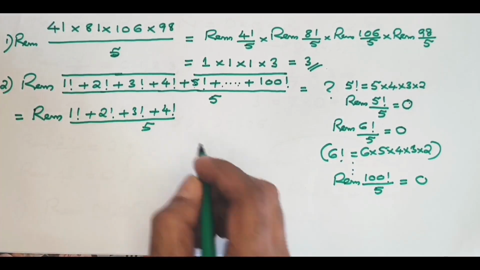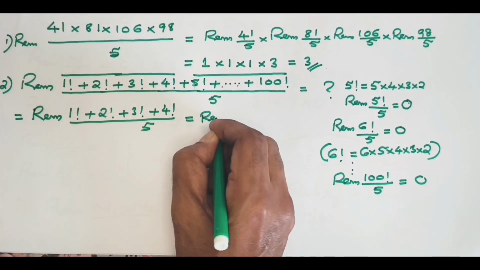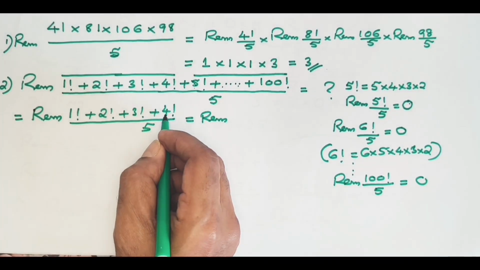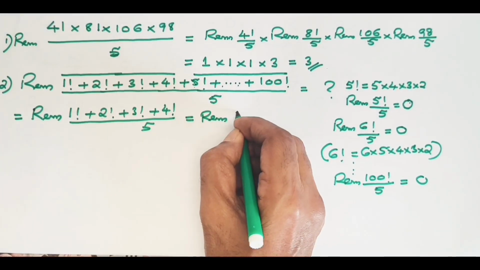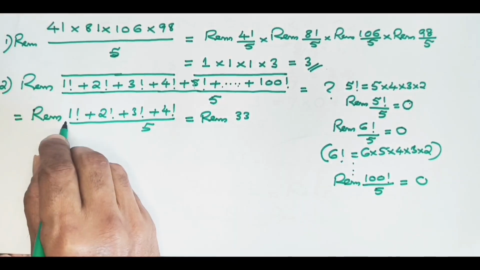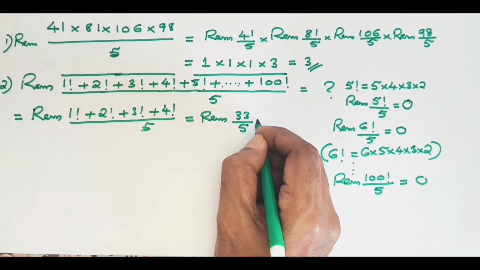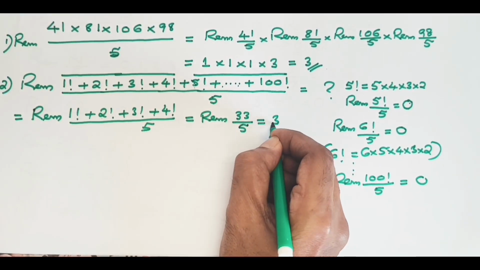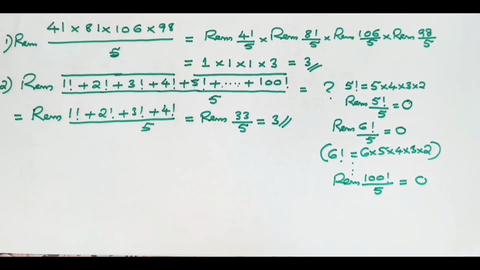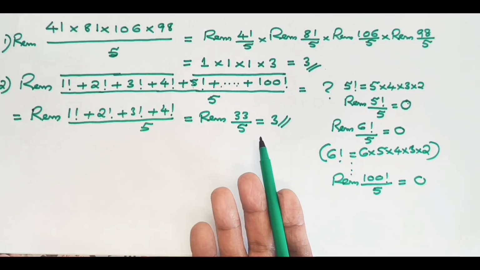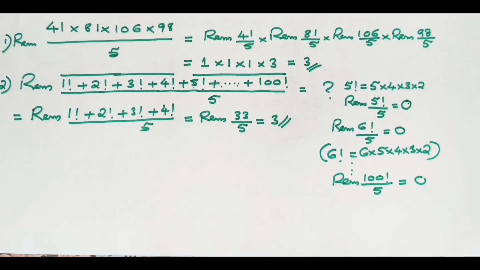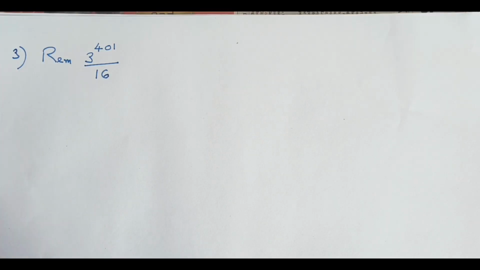Can you see that? And this one, remainder of 4 factorial: 1, 2, 6, 24. 1 plus 2 is 3, plus 6 is 9, plus 24 is 33. This you need to sum up, 33. And what is the remainder of 33 when divided by 5? 3. This is the final answer. If you know these concepts, how long will it take? Maybe 5 to 6 seconds for solving this problem. Now let's look at the next problem.